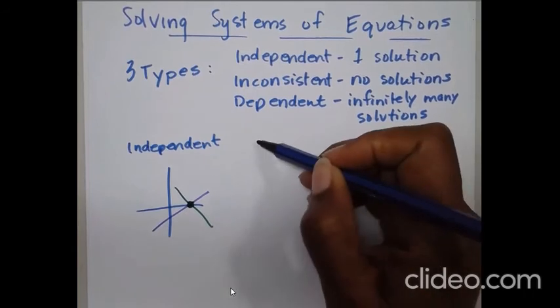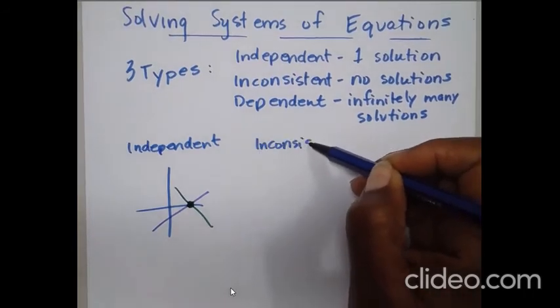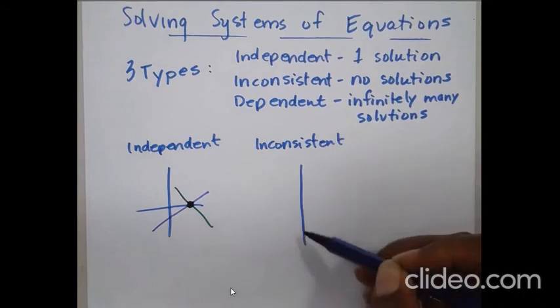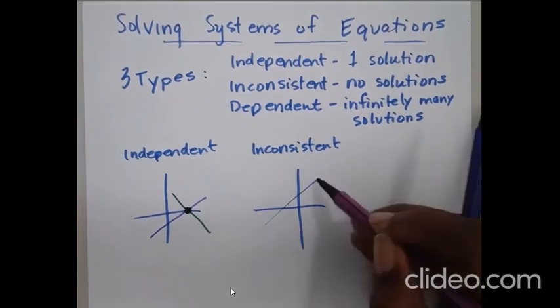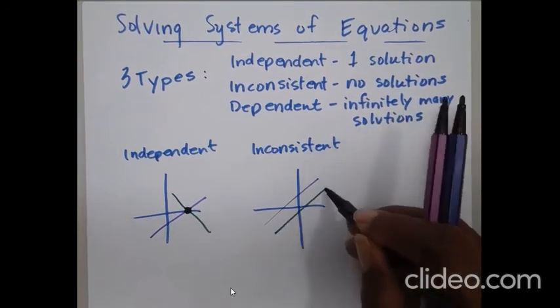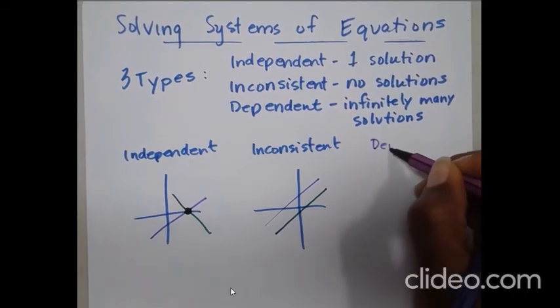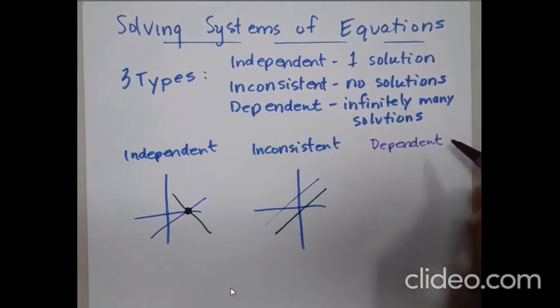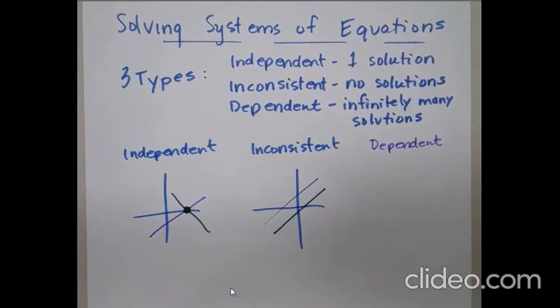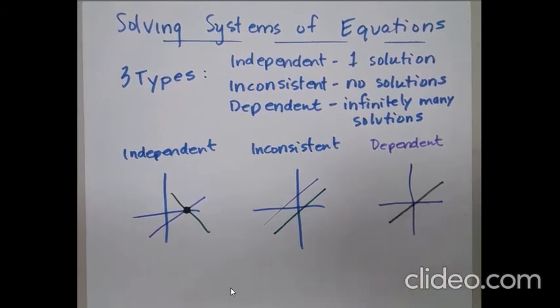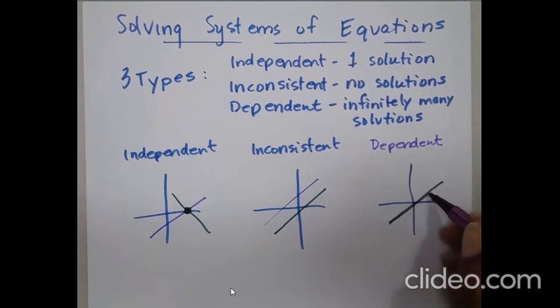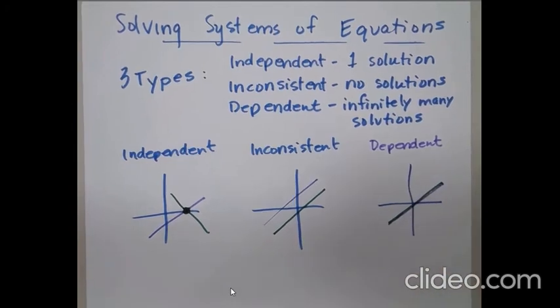If you had an inconsistent system, that would be where you have two lines that run parallel, which means they are never going to cross each other. And then you have dependent systems, which means they are, for all intents and purposes, the same line. These two graphs are the same line. They are exactly the same, so it's a dependent system of equations.